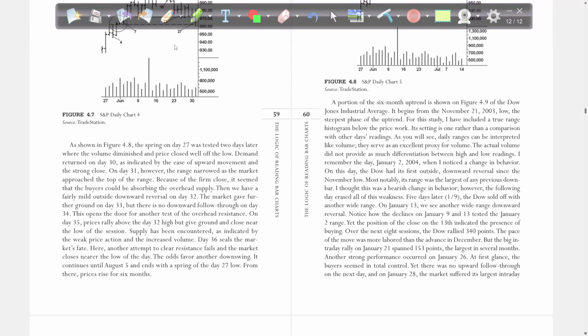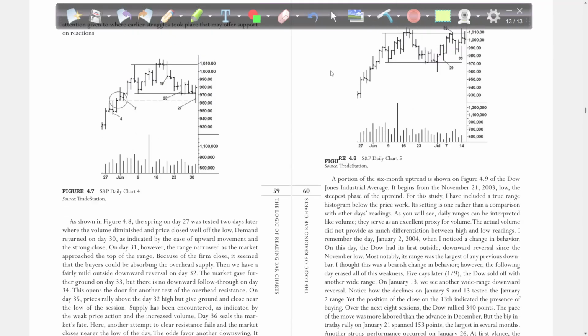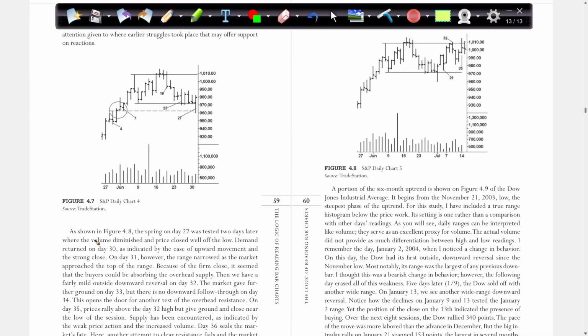As shown in figure 4.8, the spring on day 27 was tested 2 days later, where the volume diminished and the price closed well off the low. Demand returned on day 30, as indicated by the ease of upward movement and the strong close.